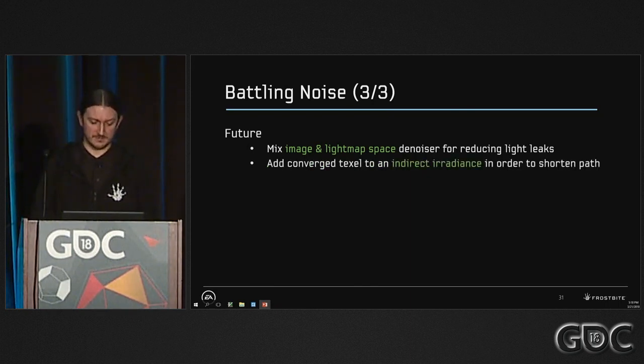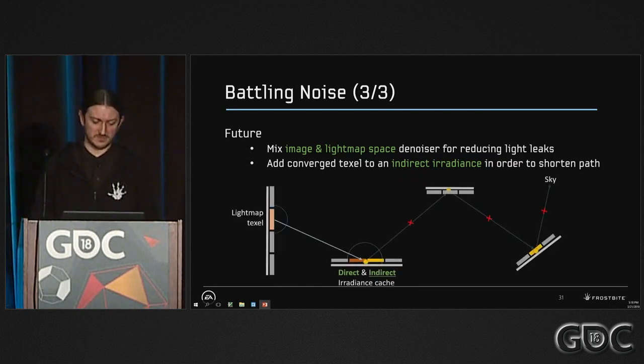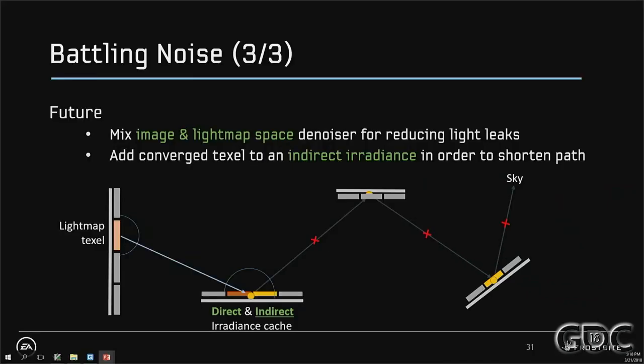And on top of that, also is to have an indirect irradiance cache, because then we can shorten the path. If we know that the indirect light has converged, we can also stop the path we are tracing right now, because we know that if we continue, it will not add any additional valuable information.